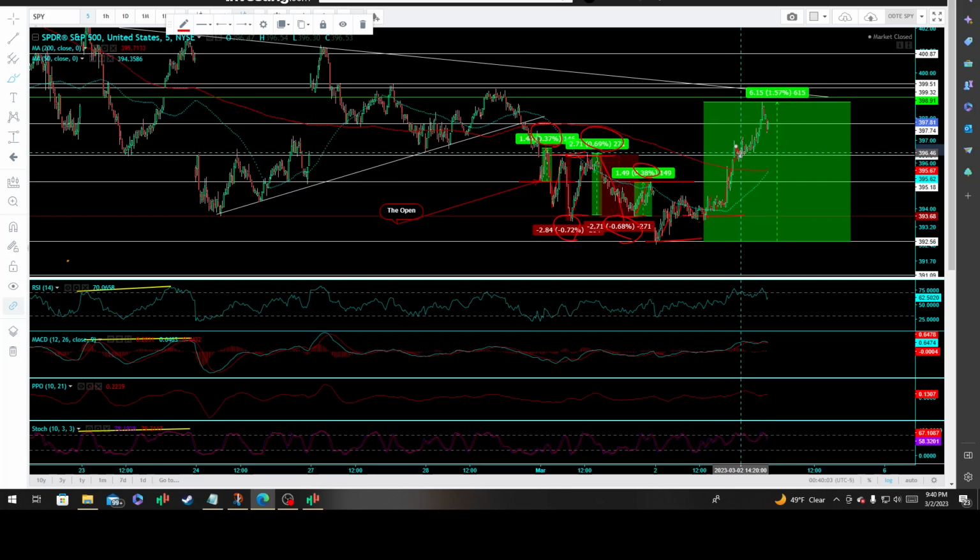Completely gapped up, tested this 396.34 price support once again, and just took off there. Nice clean 15.7-to-1 risk reward ratio.